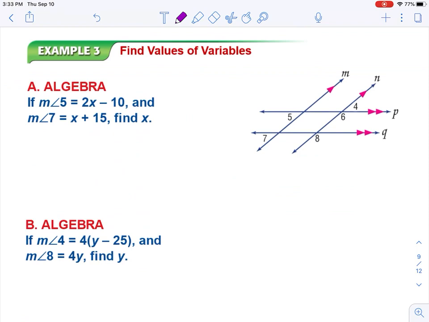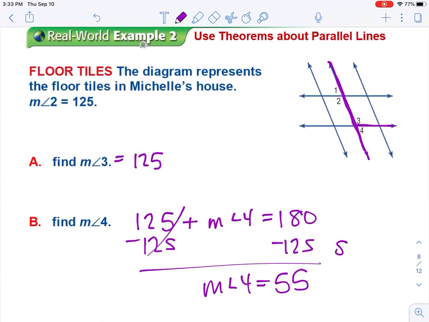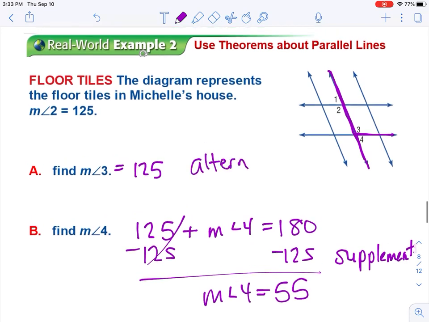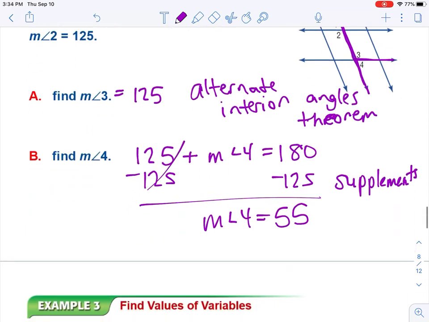Now we're going to do some algebra based on these. Once again, it doesn't say what we used. Maybe I'll put this up here. I used supplements here. And I used alternate interior angles theorem here, to figure out what those angles are.